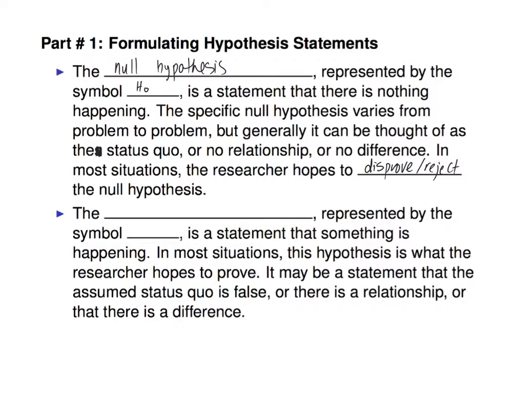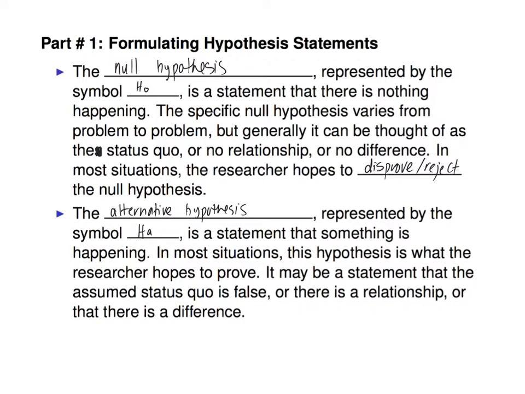Okay, the first one was the null hypothesis. What is the other hypothesis? Alternative hypothesis? And what's the symbol for that? H sub A is a statement that something is happening. In most situations, this hypothesis is what the researcher hopes to prove. It may be a statement that the status quo is false, that there is a relationship, or that there is some kind of difference. So let's practice writing these things both in words and in symbols for specific situations.